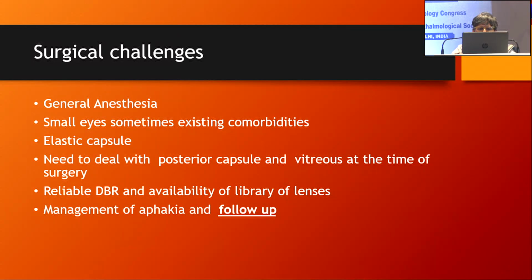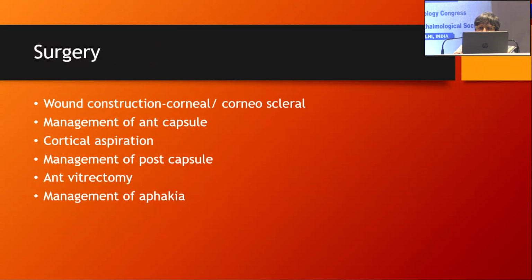So these are the surgical challenges. Sometimes the facility of anesthesia itself is a little dodgy. Sometimes I'm talking more in terms of our country here. Sometimes small eyes with coexisting morbidities, a very elastic capsule. Need to deal with posterior capsule and vitreous at the time of surgery means you should have a really good vitrectomy machine, and reliable DBR and availability of the library of lenses, management of aphakia and follow-up. These are not just surgical but post-surgical challenges also.